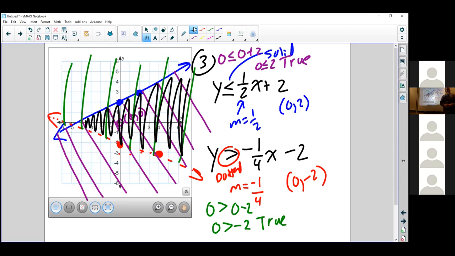And again, notice we are not trying to find where they cross. There's not an equal sign. Okay, so I'll let you hang with that for a sec.